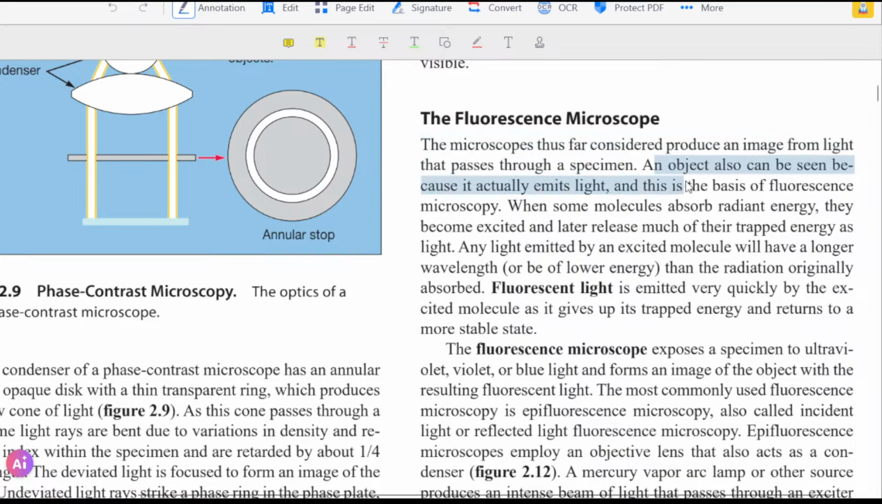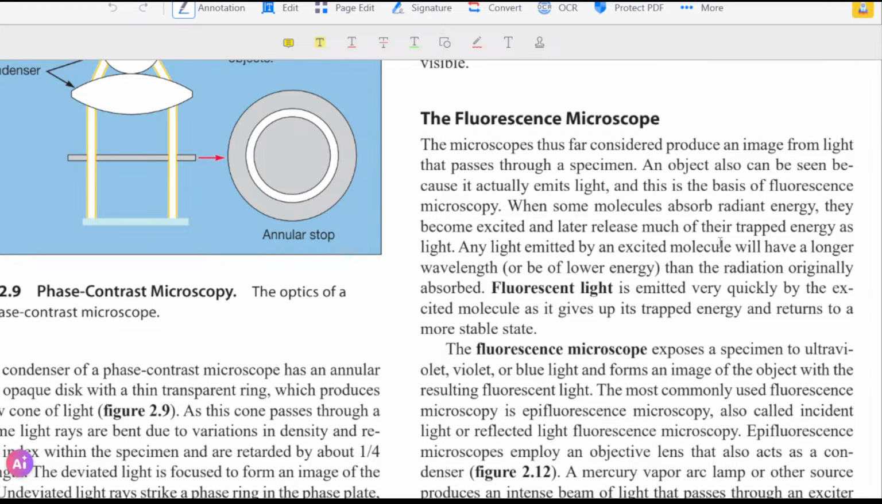An object also can be seen because it actually emits light, and this is the basis of fluorescence microscopy. Alright. They say we don't need a microscope because the object emits light as well. Like if you look at the wall, it is emitting light. That's why we are able to see the wall, right? Usually this happens. But the small microorganisms emit light as well, but we are not able to see them because they are way too small for us to separate them into different objects.